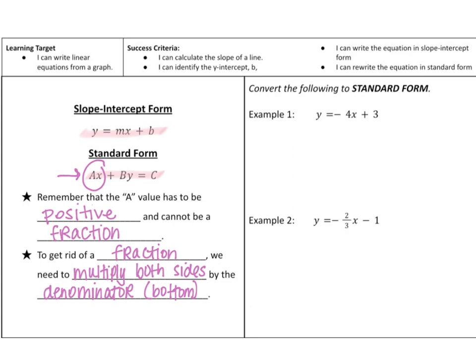So let's check out example number 1 to convert to standard form from slope-intercept. Example 1 is y equals negative 4x plus 3. In order to move to standard form, we need our a and our x and our y to be on the same side. So I'm going to focus on moving that x so it's on the same side as my y. So then now I have 4x plus y equals 3, right? Because those will cross out.